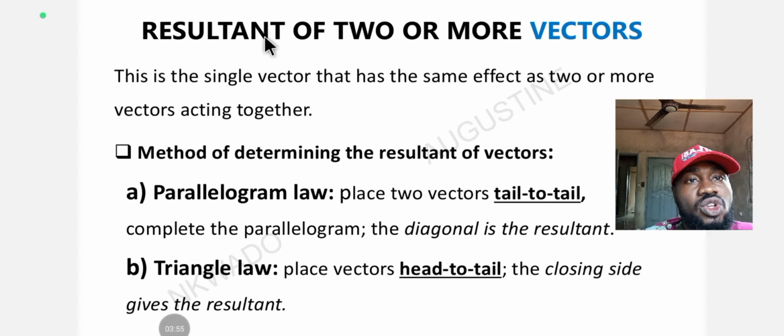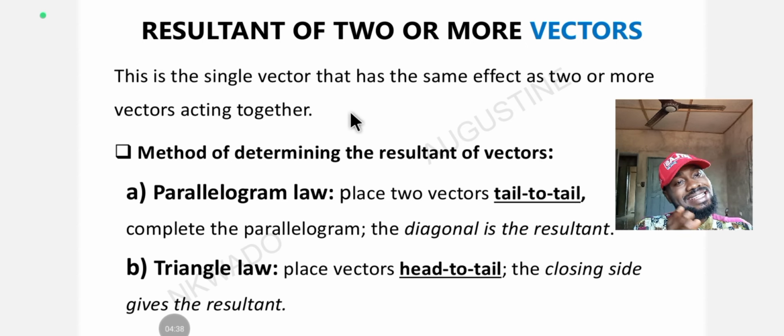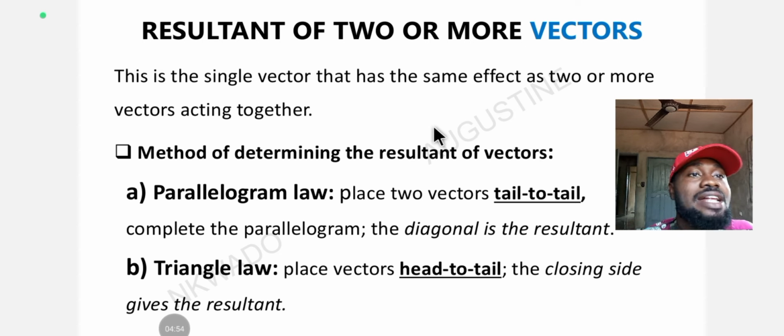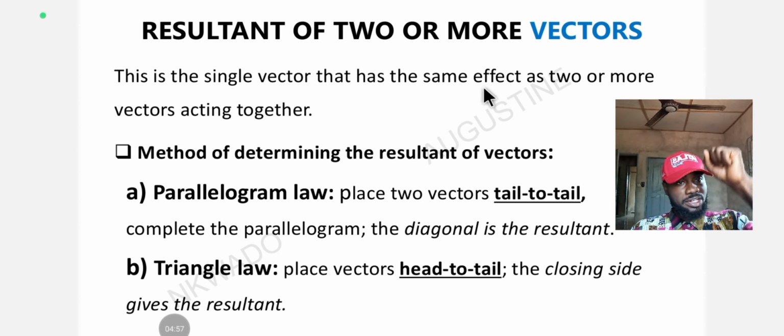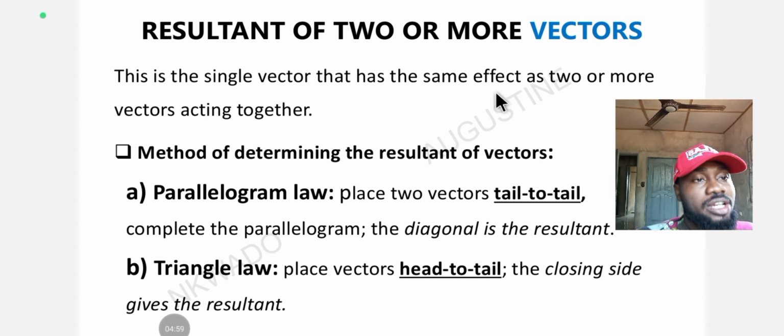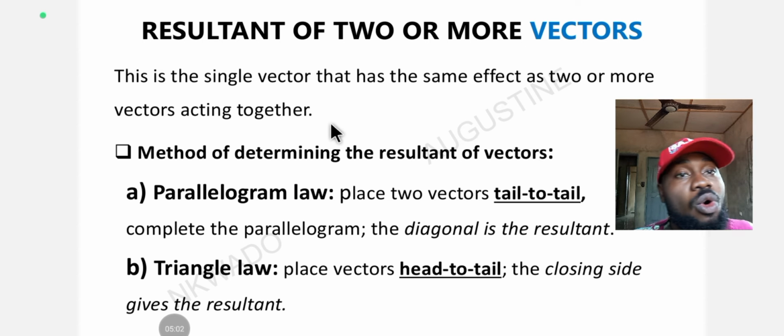That's it. Resultant of two or more vectors. What is the meaning of resultant of two or more vectors? Resultant of two or more vectors produces a single vector that has the same effect as two or more vectors acting together. So this single vector, which is the resultant vector, has the same effect as two or more vectors added or acting together.